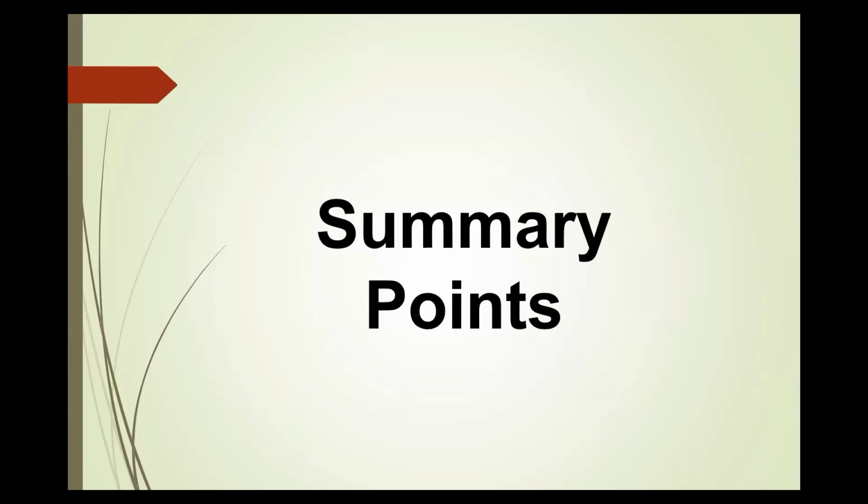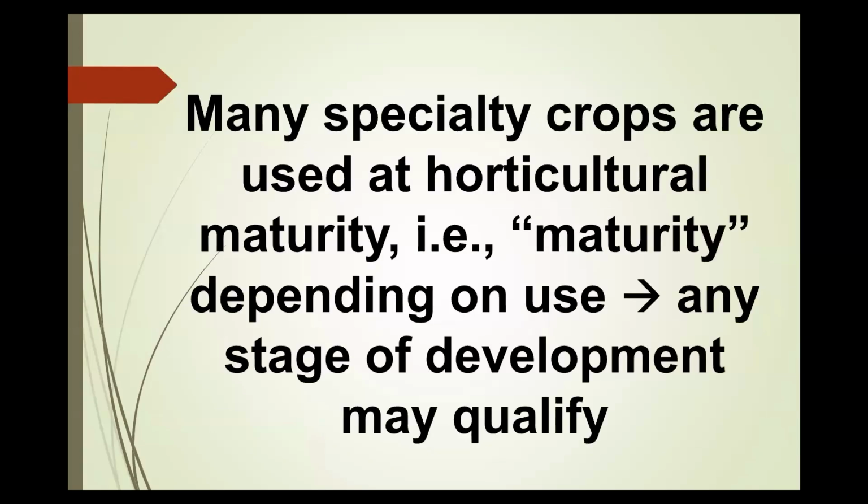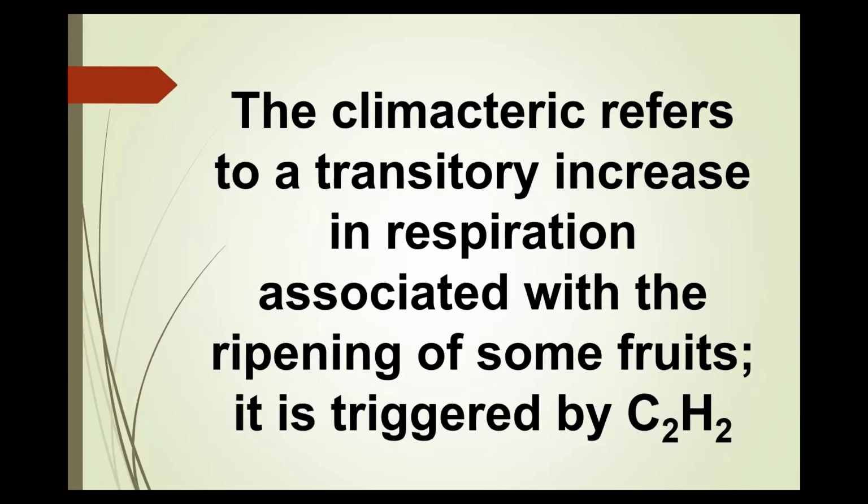Summary points. Many specialty crops are used at horticultural maturity, that is, at a maturity depending on use. Any stage of development may qualify. The climacteric refers to a transitory increase in respiration associated with the ripening of some fruits. It is triggered by ethylene.